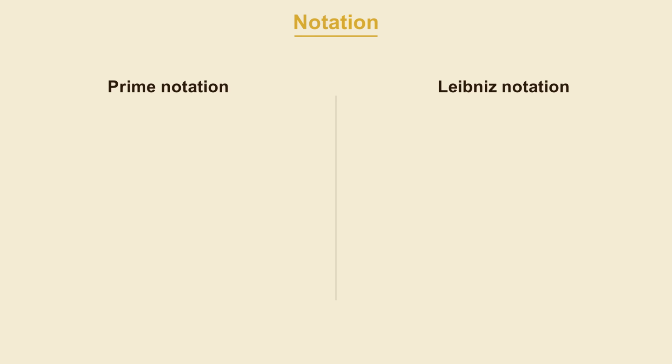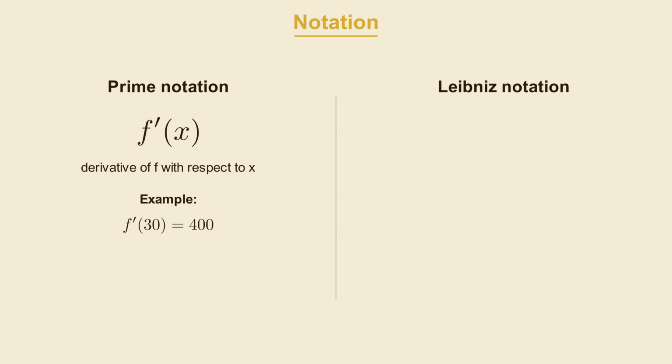You'll see the derivative written out in two different ways throughout this course, and they basically mean the exact same thing. The first is called prime notation. If the function is f of x, then the derivative is written f prime of x, and the prime mark just means that we've taken the derivative of the function. So for example, f prime of 30 equals 400. This means that at 30, if you were to slightly increase the price, then you would increase the revenue by approximately 400 times however much you increase the price.